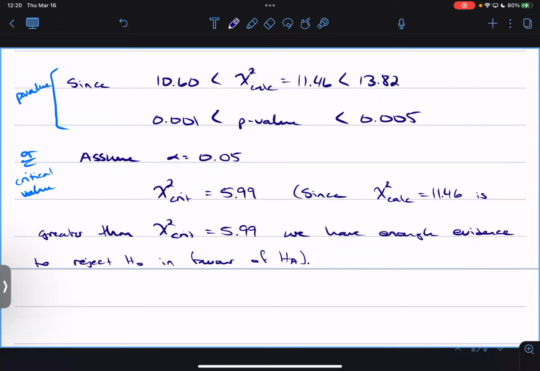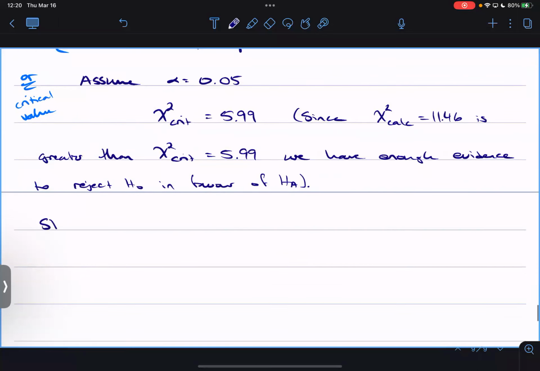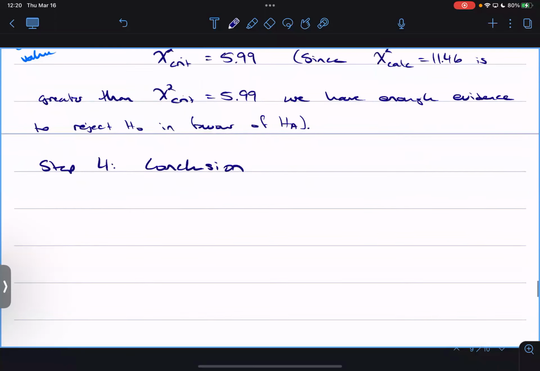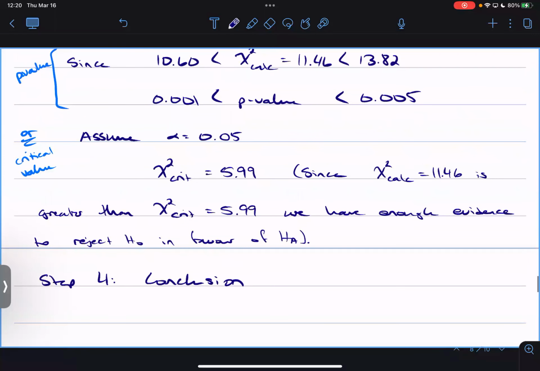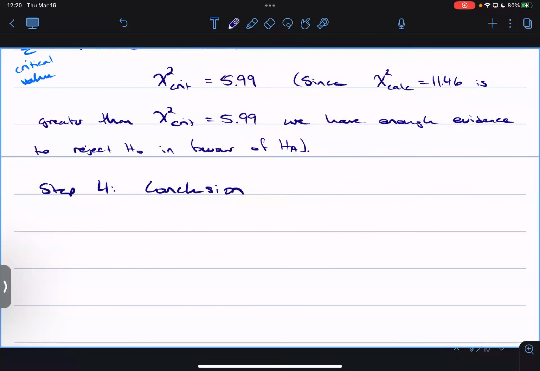And I know I'm out of time. But the conclusion, as step 4, is your conclusion. Since the p-value is between 0.001 and 0.005, it is less than our assumed alpha level of 0.05, which means we have enough evidence to reject H naught, which means that opinions on oil drilling is not independent of college graduation.